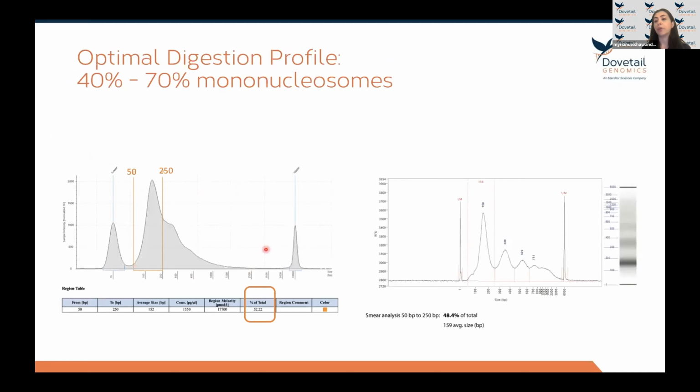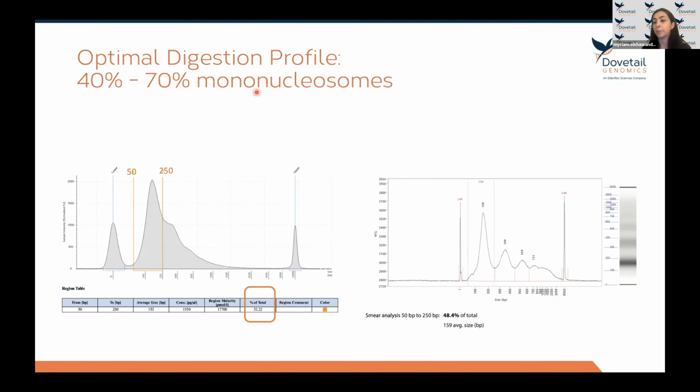Here is an example of a digestion profile analyzed with a TapeStation. That first peak represents mononucleosomes. Here are the dinucleosomes, and here are the trinucleosomes. The profile we're looking for has 40 to 70% mononucleosomes.